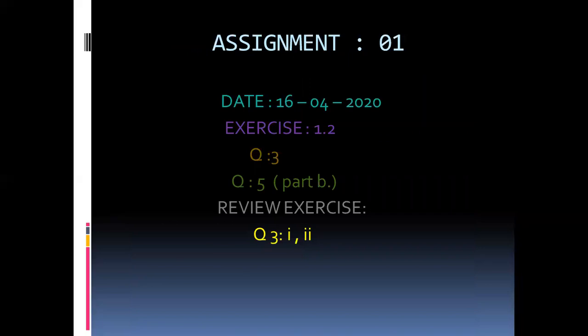Yes beta, now come to your assignment because this is your assignment day. Exercise 1.2, question 3, then question 5, part B. I did part A for you, and review exercise. You also have review exercise question number 3, parts 1 and 2. You will do these two parts. How many questions will you do in the assignment? 1, 2, 3 and 4. Question 3. Exercise question 5, where I did part A of De Morgan's law for you and you will prove part B, and then review exercise question 3, parts 1 and 2.